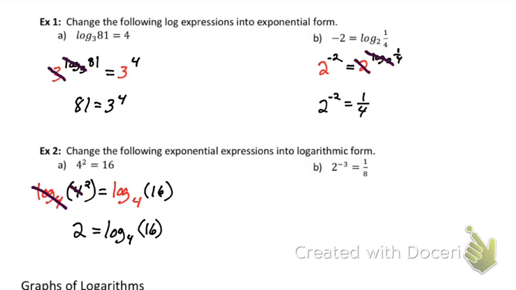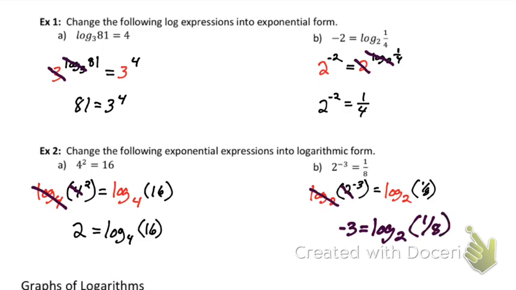Let's do the same thing here. I notice my base is 2 of my exponent. To undo exponents, I need to use logarithms of the same base. So that tells me I need to use a log base 2. So we're going to do log base 2 of 2 to the negative 3. That's going to equal log base 2 of 1 over 8. Log base 2 and the exponent base 2 are going to cancel out. And I'm just left with negative 3 equals log base 2 of 1/8.